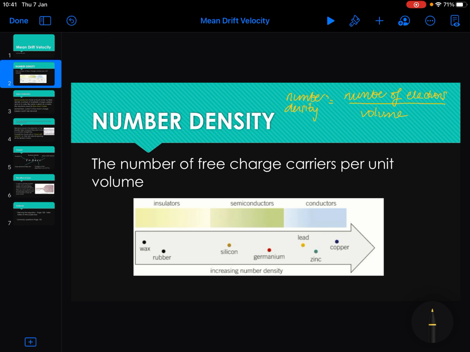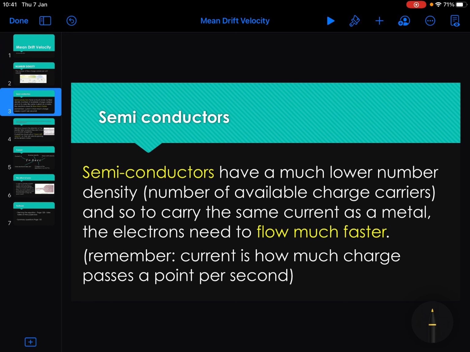Semiconductors are in the middle there. You've got two there, silicon and germanium. I will go a little bit more into semiconductors. You do not need to copy that diagram, but if you make a note that basically insulators have a low number density, few charge carriers, and conductors have a higher number, that should be enough to really summarise that. Okay, next bit, let's look at semiconductors.